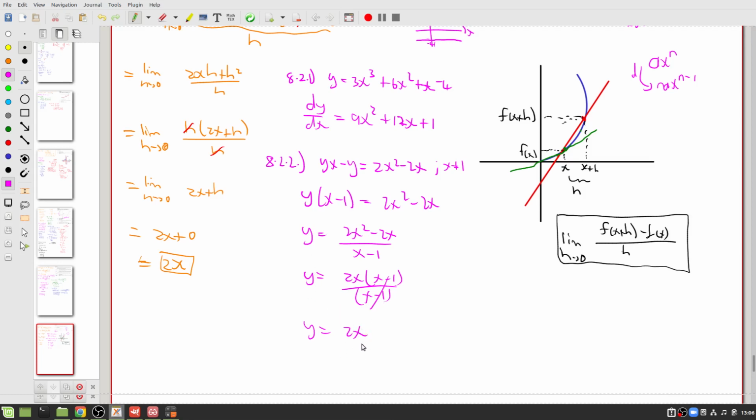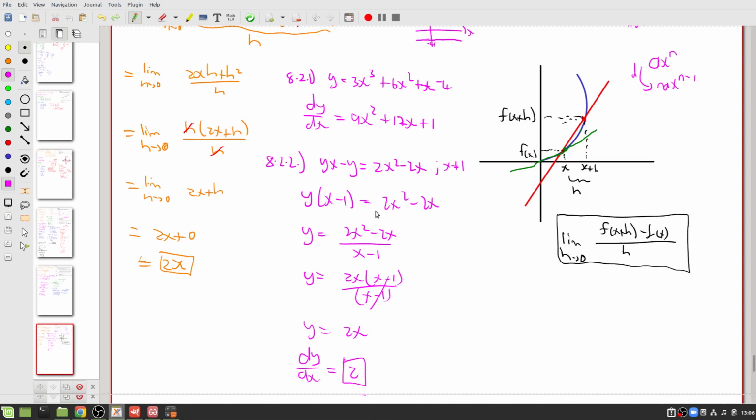Right, now differentiating this is really easy. So dy/dx equals 1 times 2 is 2, x to the power 1 minus 1, which is 0. So we don't have to write the x to the power 0 because that's just 1. So the gradient is just 2.